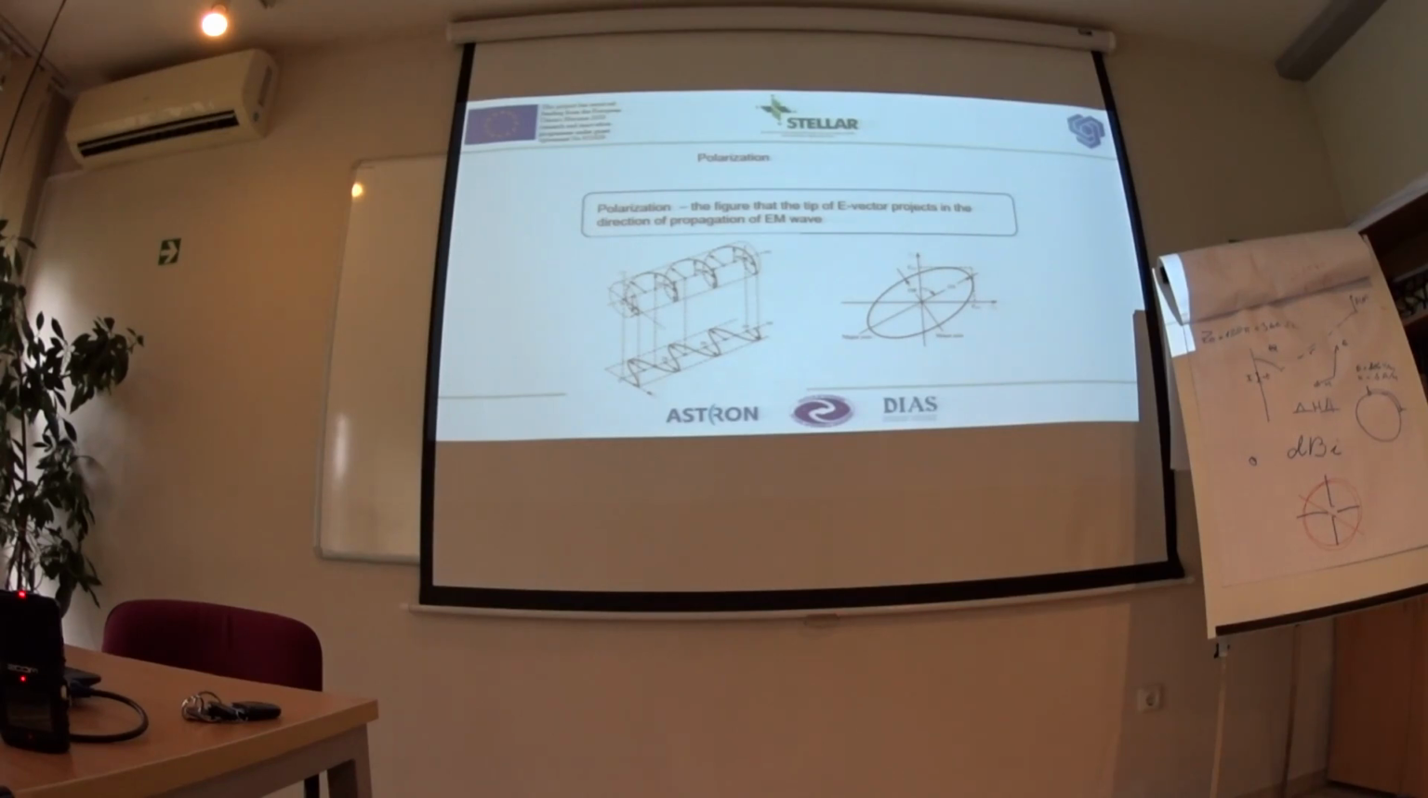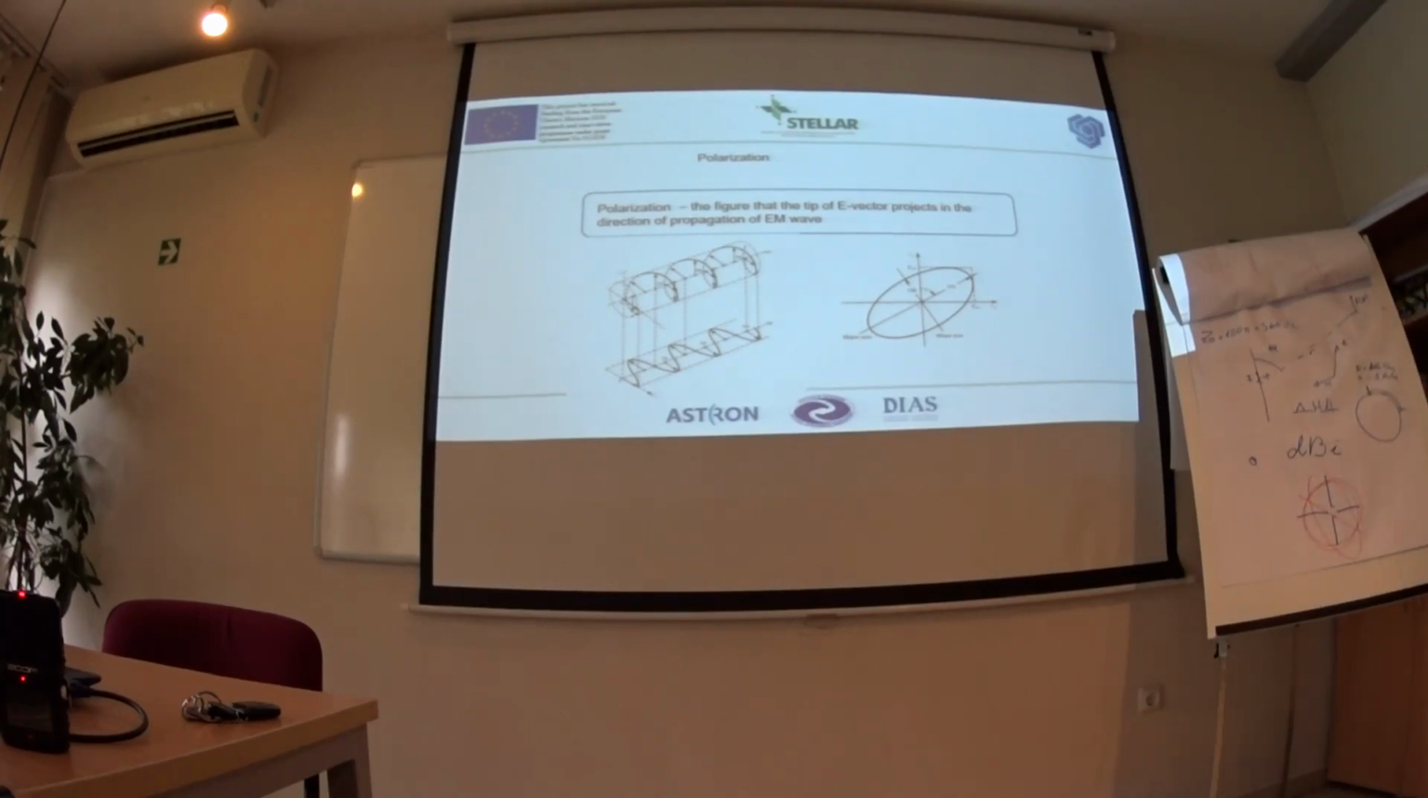And what if it's another angle? Not 90 degrees, not 180 degrees. It will have an arbitrary tilt. It will still form an ellipse like that, with a tilt towards something.